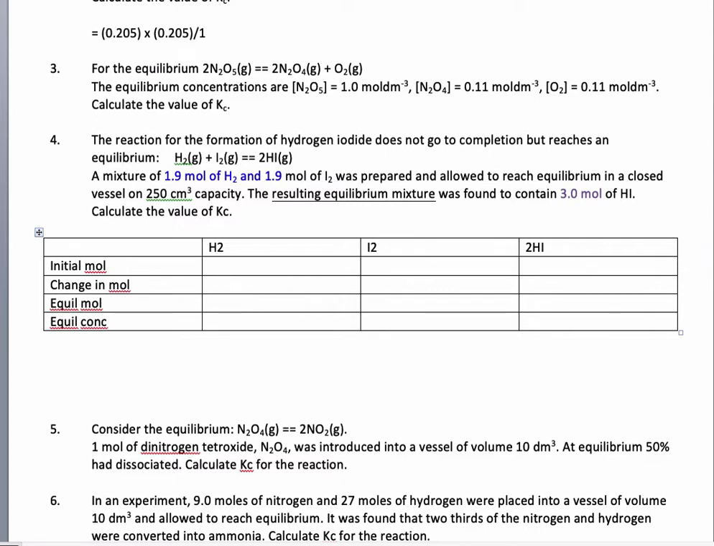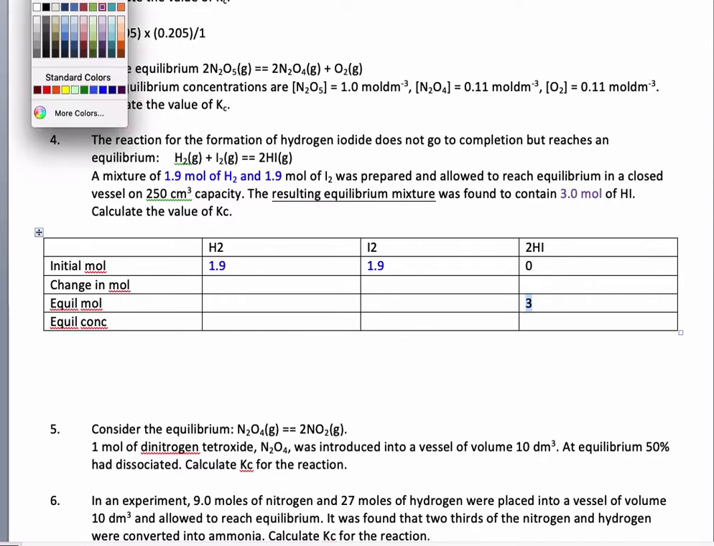So I'm going to put my numbers for my initial amounts in the correct spots in the table. So there we go, those are my initial amounts. And then because they haven't told me about the amount of HI at the beginning, I'm going to assume that that is 0. So after it says at equilibrium or the equilibrium mixture contains, the numbers after that go in the equilibrium moles. So at equilibrium, I know I have 3 moles of HI. So I can fill that bit in.